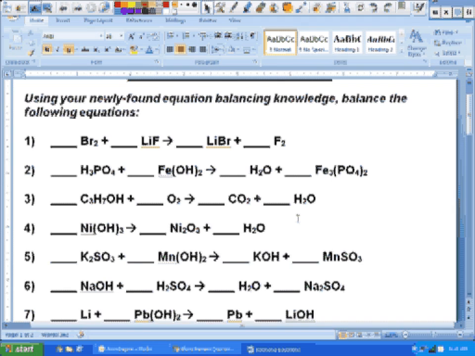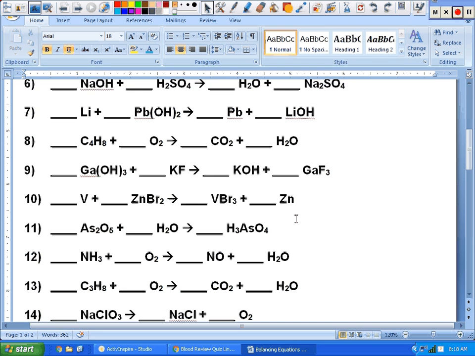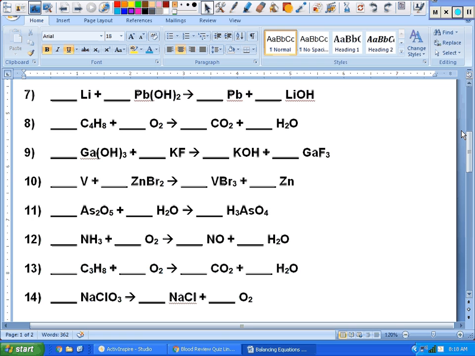All right, so on this sheet, we're going to start balancing. We're going to do numbers. We're going to start with number 7. We've already done all the previous ones. All right, so let's look at this. Now, what type of reaction did you write down for this one?